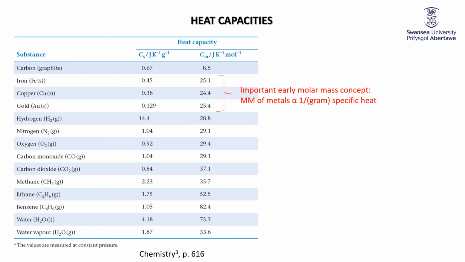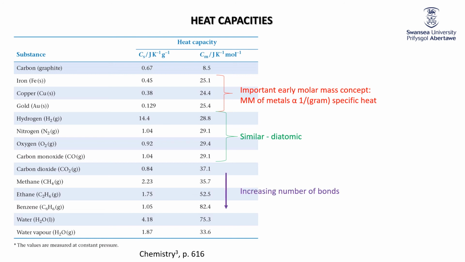Now, if we look at the next four, hydrogen, nitrogen, oxygen, and carbon monoxide, again we see a remarkable similarity between their molar heat capacities. And these, of course, are diatomic gases, and that is a general rule that there is a relationship between the fact that a gas is a diatomic one and its molar heat capacity, regardless of what the atoms involved are. Very, very similar molar heat capacity.